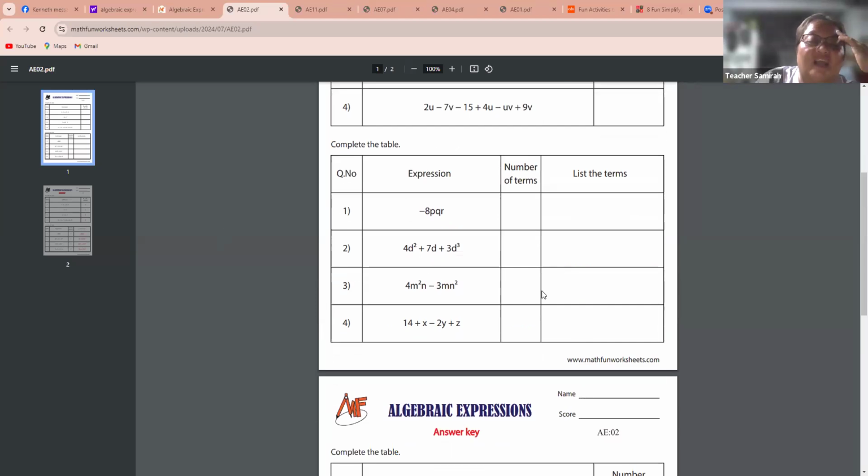So the expression for table number 2, question number 1, is negative 8pqr. How many terms would that be? For number 2, it is 4d squared plus 7d plus 3d cubed. The next one is 4m squared n minus 3mn squared. And the last is 14 plus x minus 2y plus z.